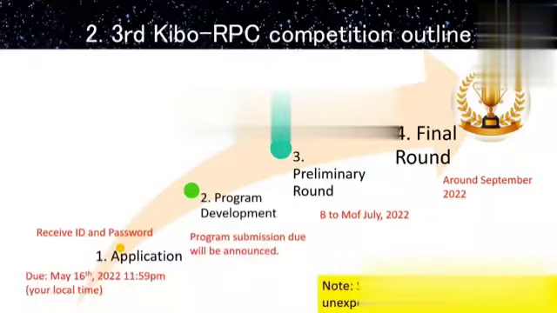After applying, you will receive a registration completion notice by email. The login ID for the JAXA simulation environment is written there. Please keep it safe. Please share this only with your teammates and do not let others know. After applying, you will be asked to create a program. The creation method will be explained in detail later today.